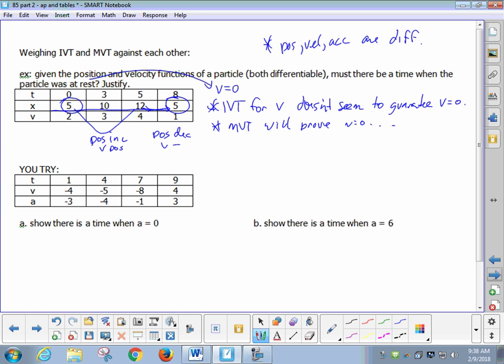Now, here's where we start to go away from just straight up F every time. You have to use the variables for the problem, and there's no F here. It's position and velocity. So, do I need to state that position is continuous and differentiable, or velocity is continuous and differentiable? Position, because I'm going to take the derivative of position to get velocity. So I need to say position, or x, is continuous and differentiable.